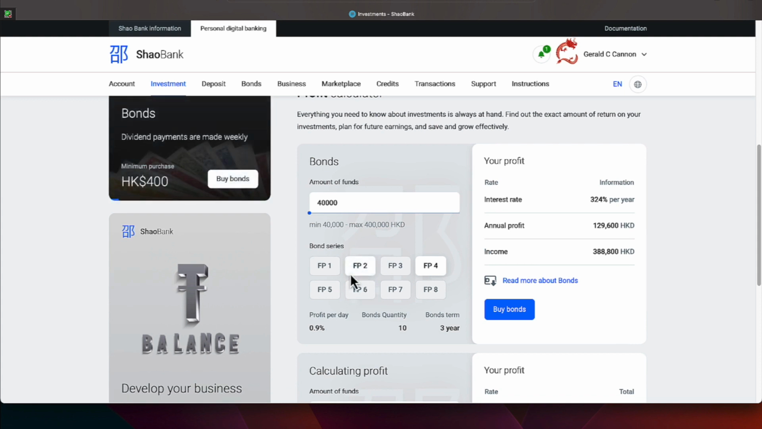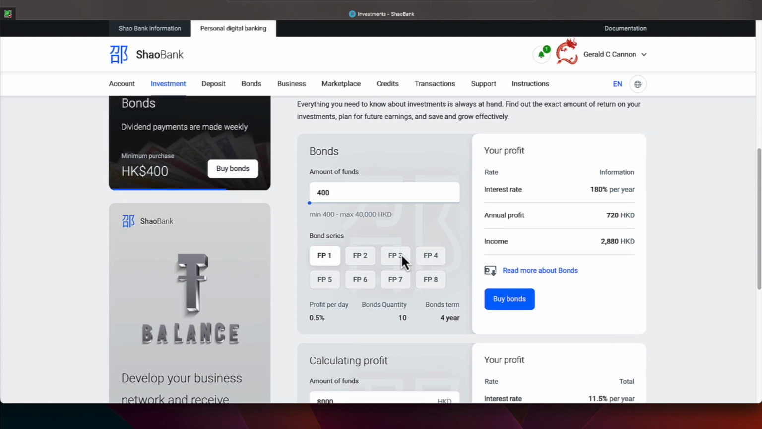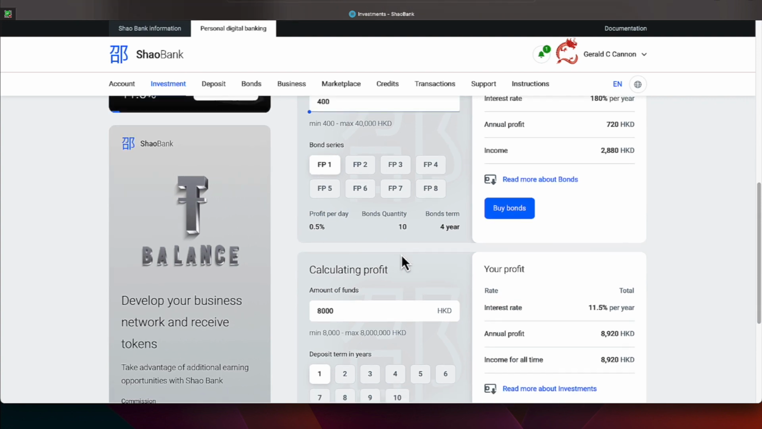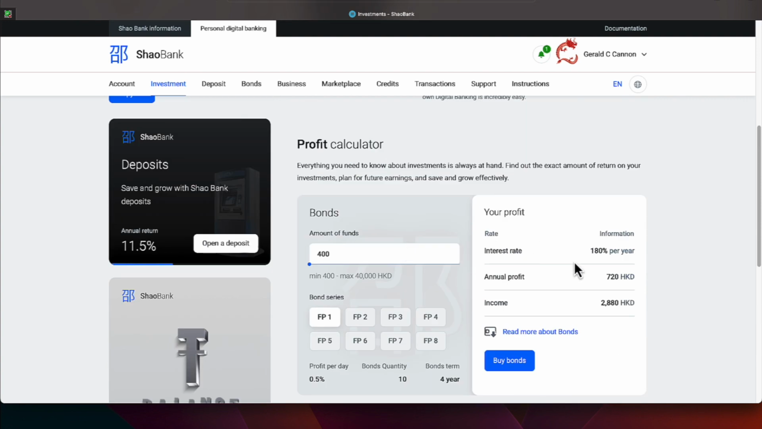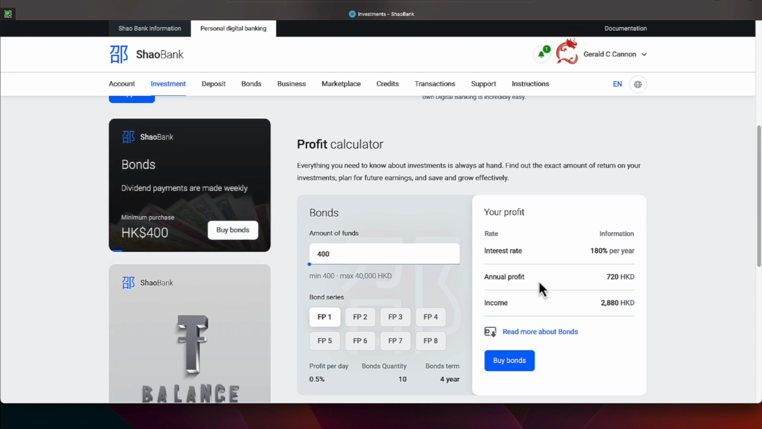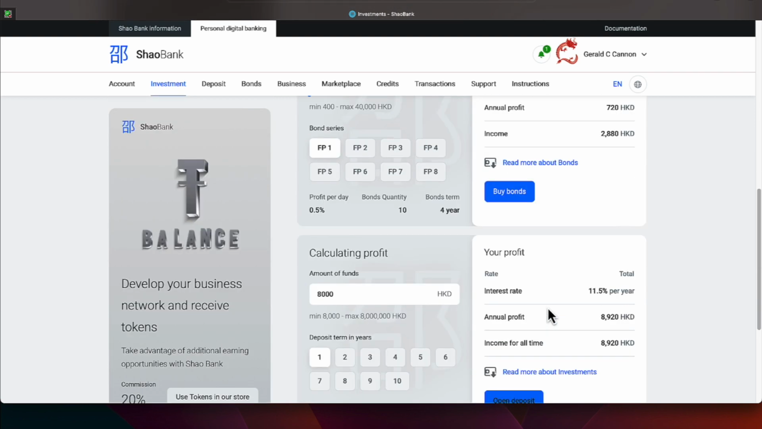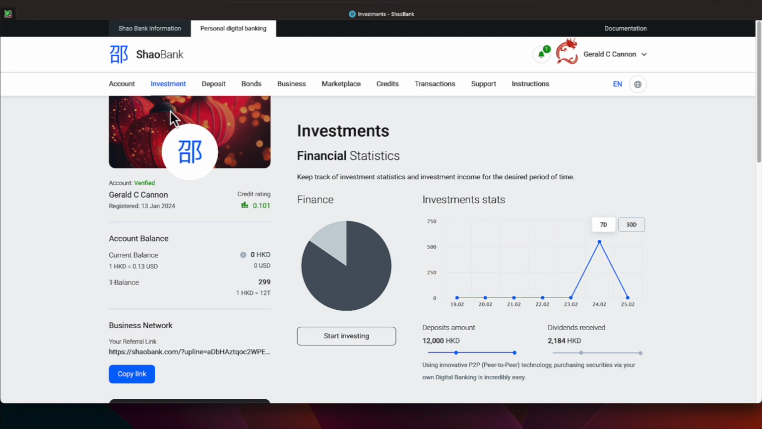So you get to play around and you can see which bond fits your needs, everyone. Just come over here, pick the respective bond that you need. The lowest paying bond to get into is this FP1. So you can see here, your interest rate is gonna be 180% per year with an annual profit of 720 Hong Kong dollars, and your income would be $2,880, everyone.